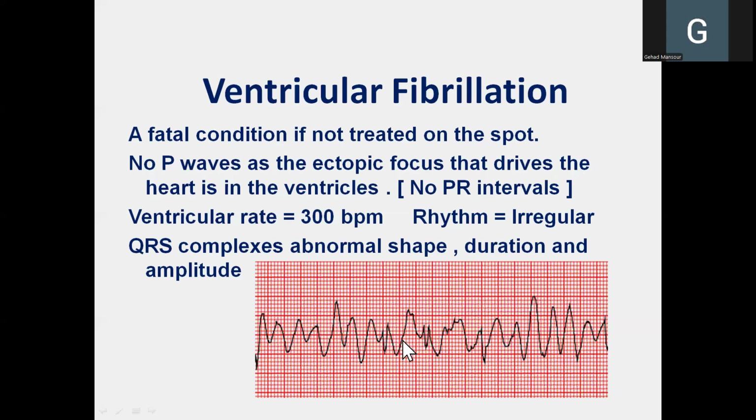So if you count the number of QRS complexes that cover 30 big squares, this represents 6 seconds. If you multiply again by 10, then this will represent 60 seconds, which is 1 minute. So let's count the number of big squares here.